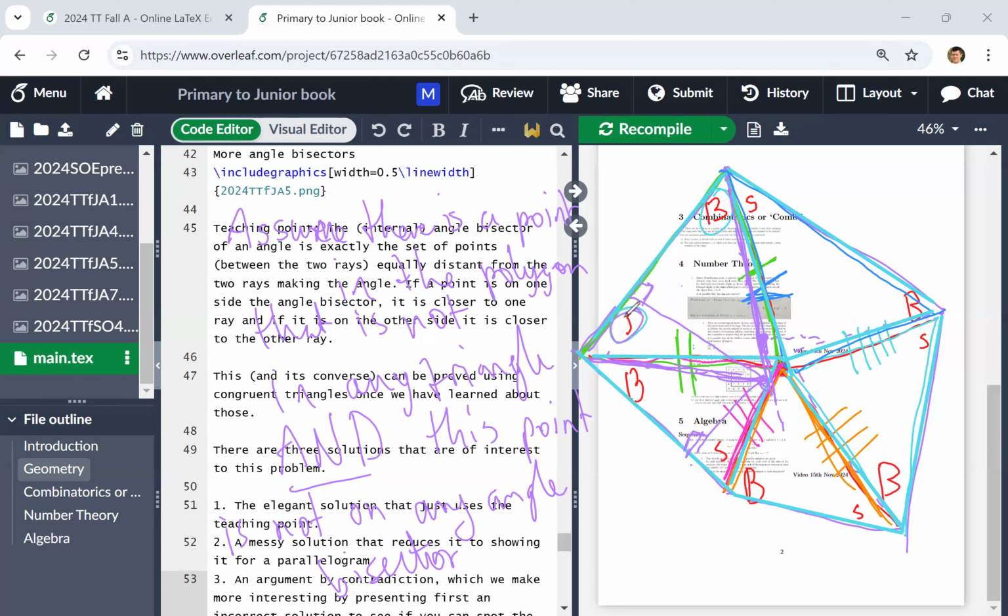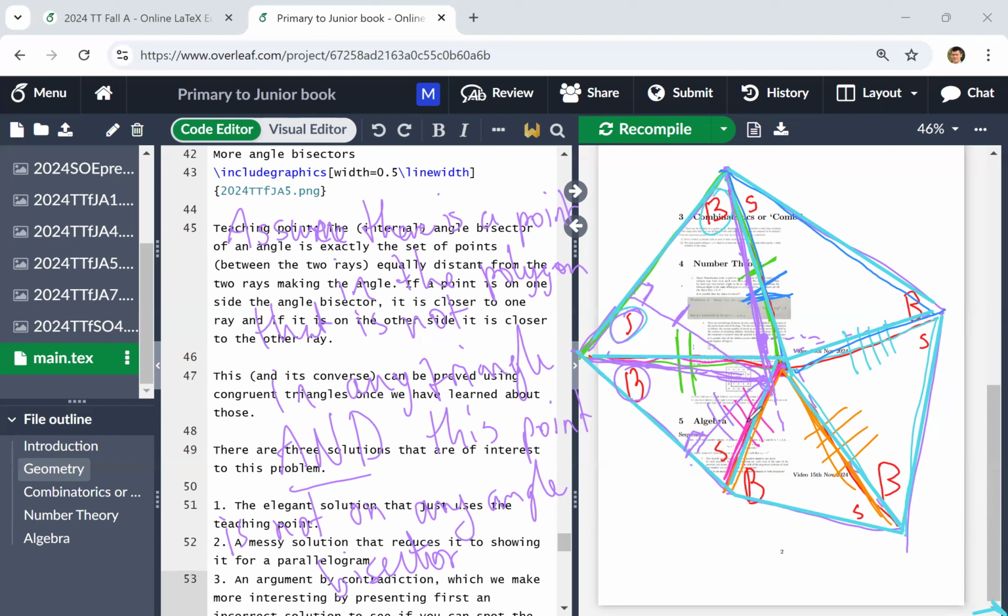So this way we're still working with these angles here now, right? So that means we're not talking about the distance to the vertex anymore, we're talking about the distance to the side. So this distance is closer to this side than it is to this side, yeah? That makes sense?